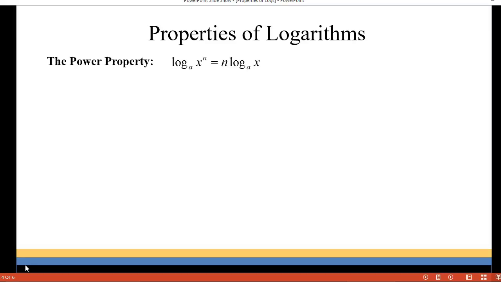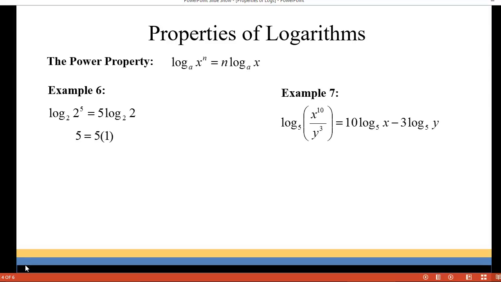For the power property, you're going to bring the exponent in front. So where we had x to the n, we're going to rewrite that as n times log base a of x. So if you have log base 2 of 2 to the fifth, that would be the same as 5 times log base 2 of 2 using the property. Well, log base 2 of 2 to the 5th is 5, and log base 2 of 2 is 1. So you just get 5 times 1. So you can see that this property is working.